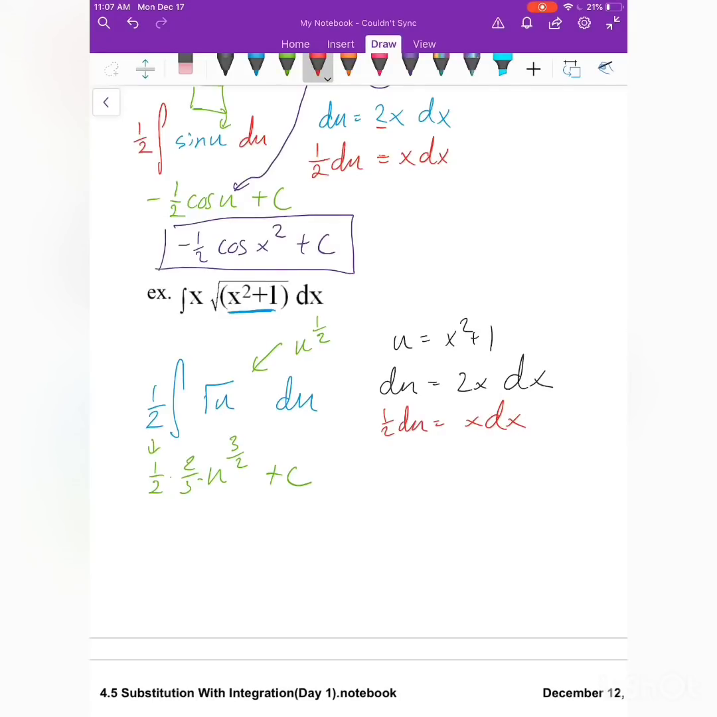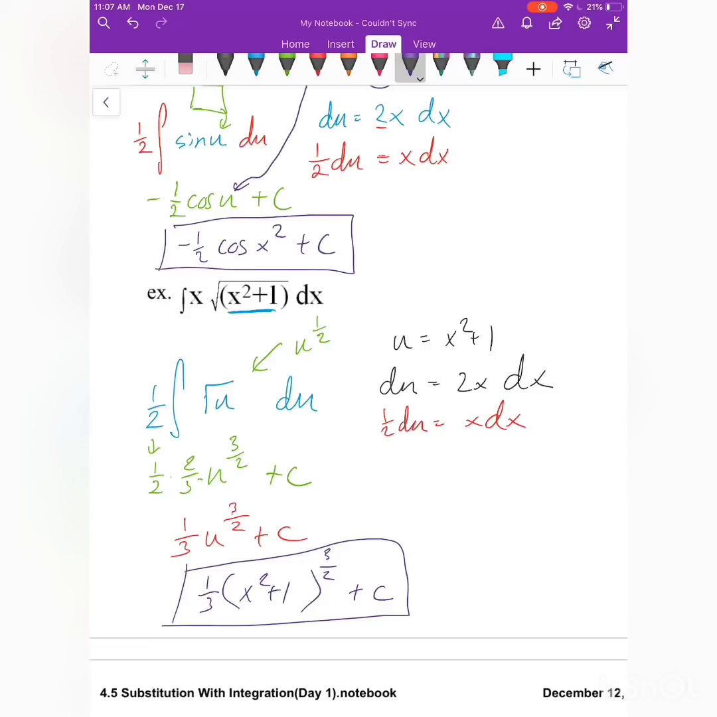So it looks like a big mess, but it's nice to know that fractions just multiply straight across. So really you have 2/6 there, or 1/3, u to the 3/2 plus c. And then finally I'm just going to plug my u back in. So I've got 1/3 (x squared plus 1) to the 3/2 plus c as my final answer.